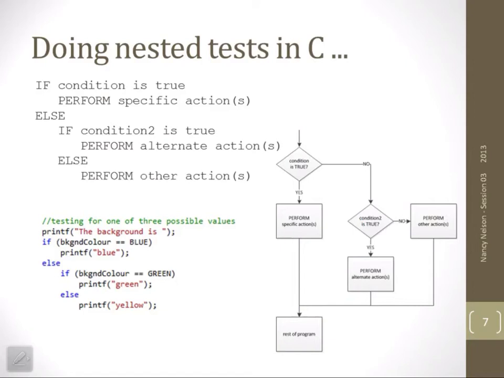If we look at the C code for a nested if-else, we have a print statement first that says the background is, and then we do a test. If the background color is blue, we're going to print blue. Otherwise, we're going to check to see if the background color is green. If it is, we'll print green. Otherwise, we'll print our default value of yellow.